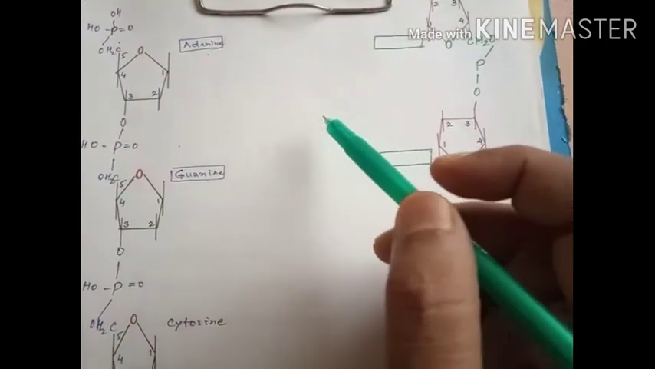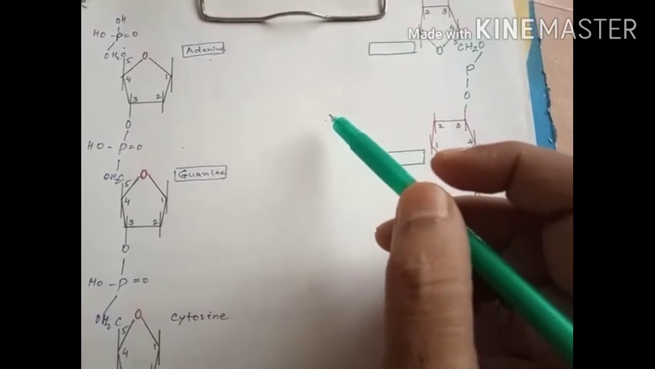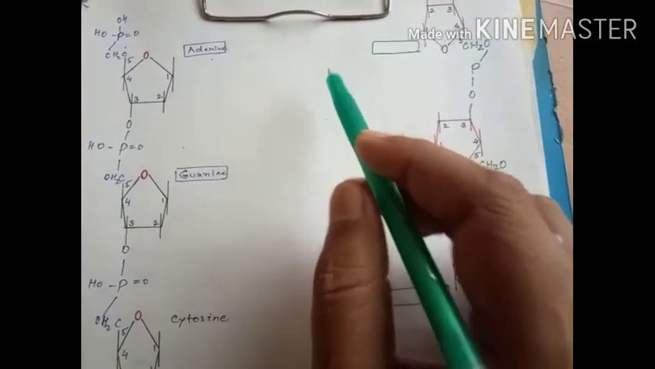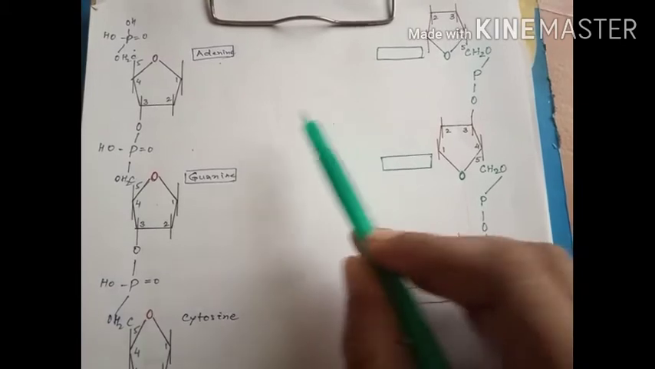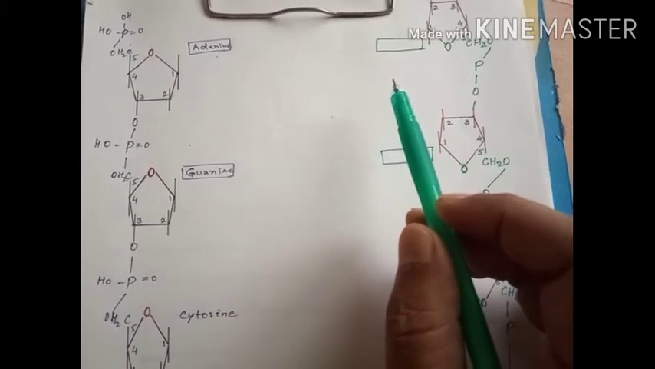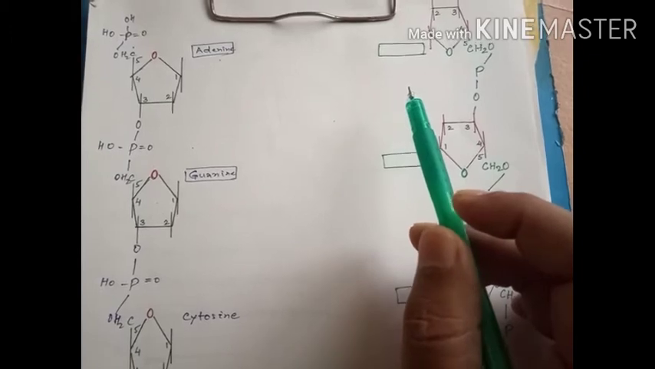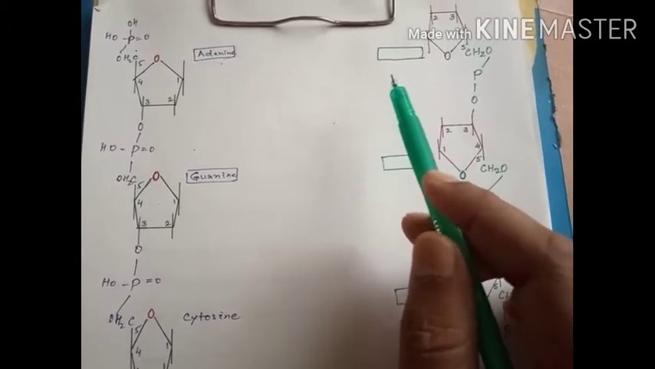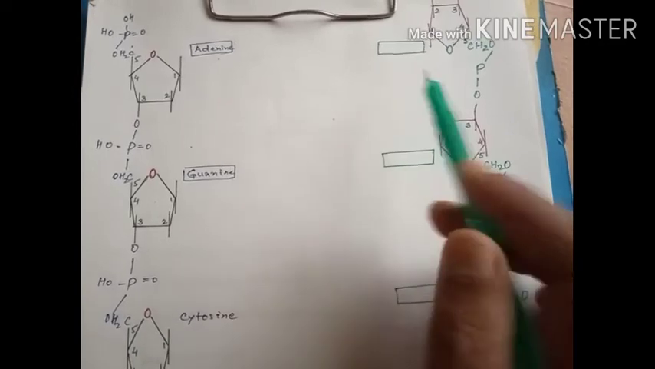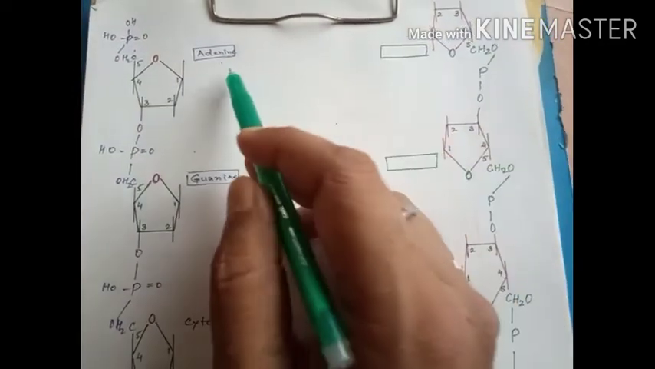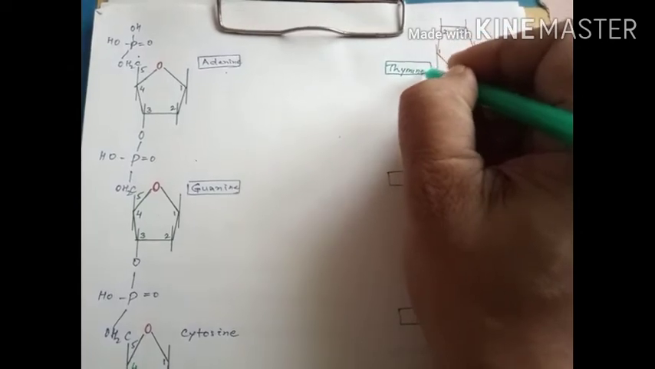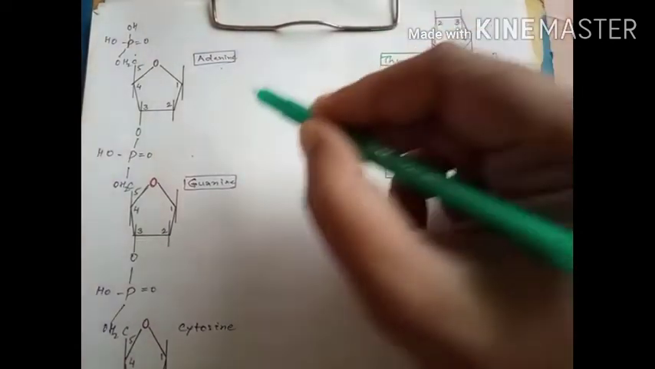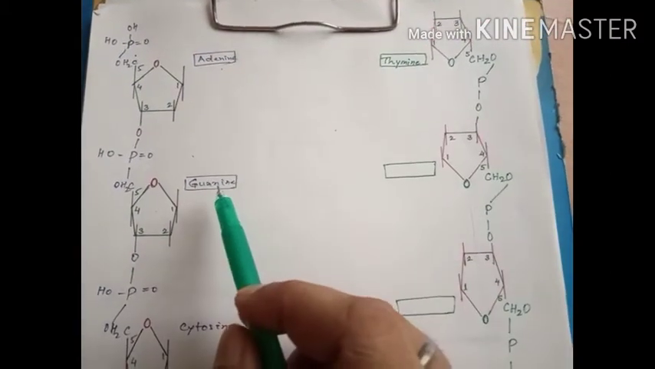And the bases are complementary to each other. Means to say, the pairing is very specific, because one pyrimidine base can pair only with a purine base. Suppose this is a purine base, adenine. It always pairs with the pyrimidine thymine. So adenine always pairs with thymine.